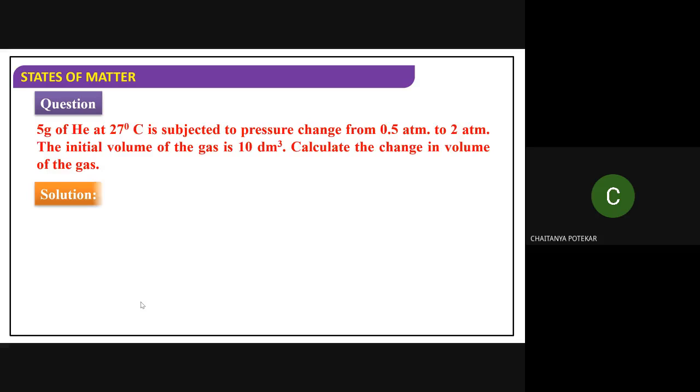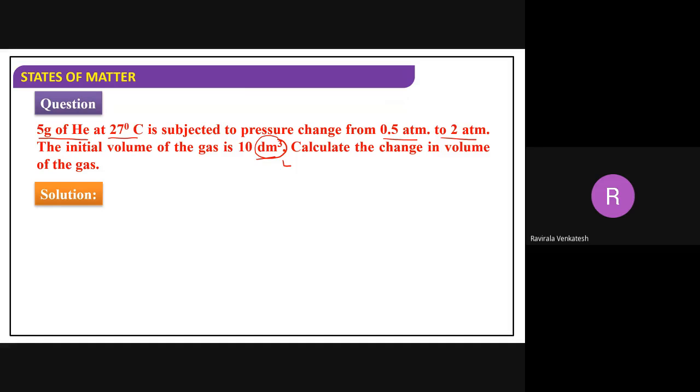Yes, sir. Now we'll take one more: 5 grams of helium at 27 degrees Celsius. The weight is given, temperature is given. Pressure is subjected to change from 0.5 atmosphere to 2 atmosphere. The initial volume of the gas is 10 decimeter cube. Decimeter cube is nothing but 1 liter, beta. 1 decimeter cube is equal to 1 liter. Calculate the change in the volume of the gas, they are asking.